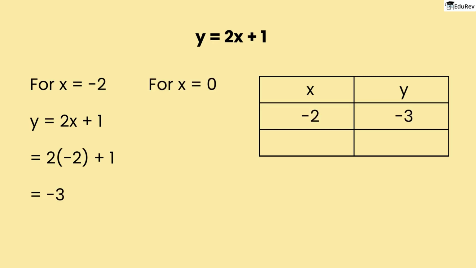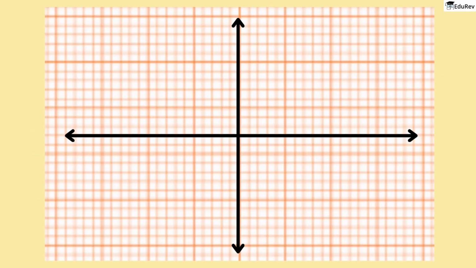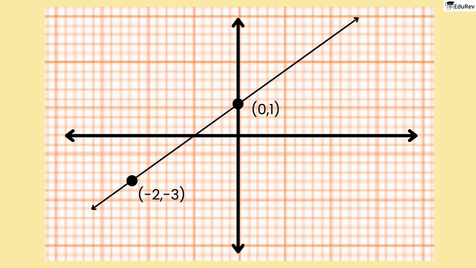For x equal to 0, y equals 2x plus 1, which is equal to 2 into 0 plus 1, that is 1. Plotting these points, that is (minus 2, minus 3) and (0, 1) on the graph and making a line through them, we can see that the polynomial 2x plus 1 intersects the x-axis at minus 1 by 2.